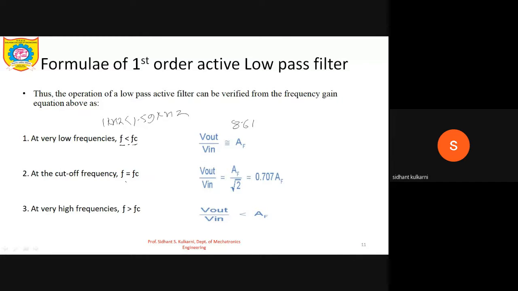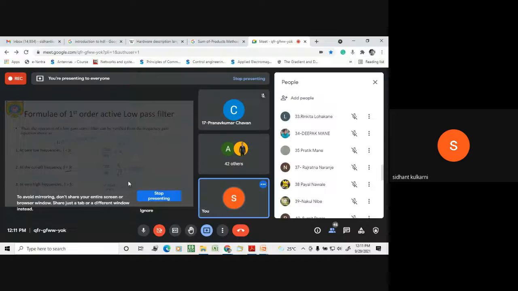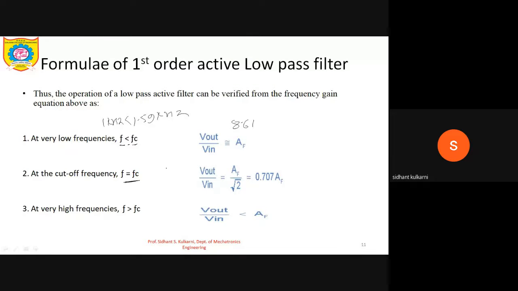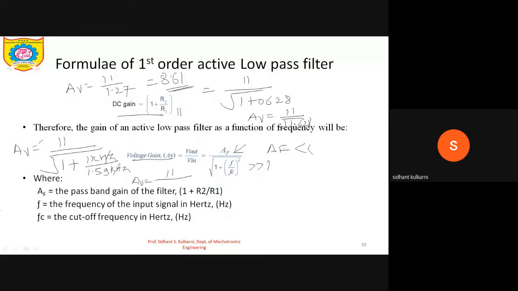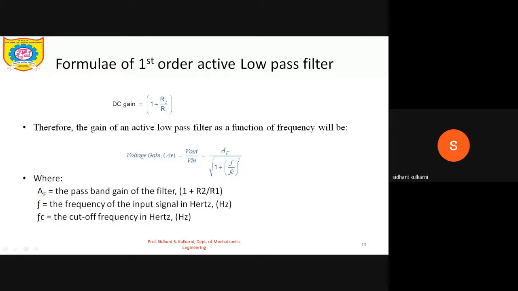Now, if you consider F equal to FC, what will be the gain? Once again, going back to the formula, I will erase these annotations. If F equals FC, that ratio becomes 1 and AF is 11. So the gain is 11 divided by square root of 2. Can anyone give the answer? 11 divided by square root of 2 is 7.78, or 7.77. Right? This is gain, so it is unitless. There is no unit to the gain.